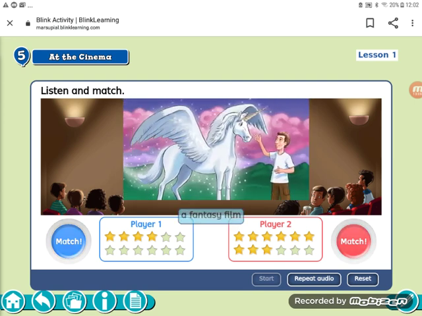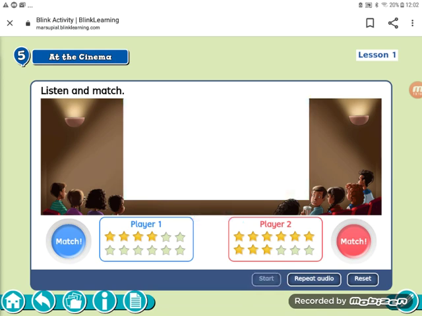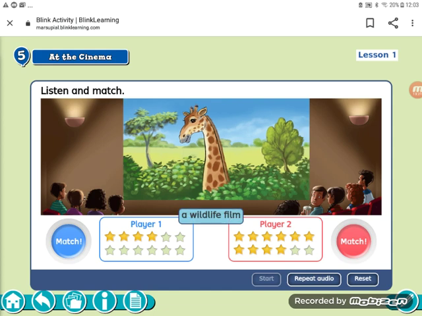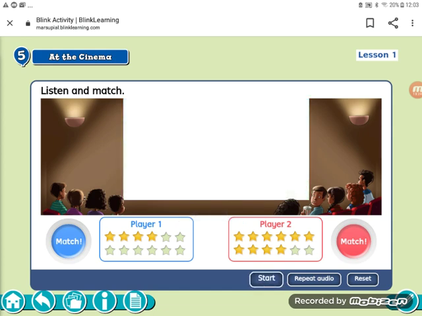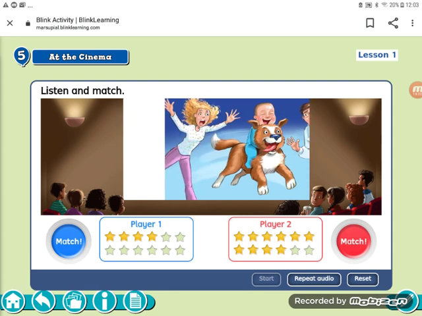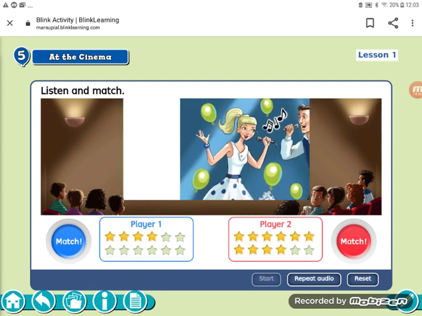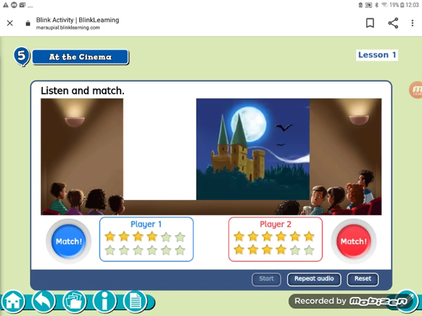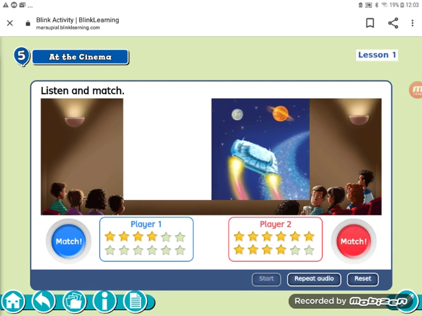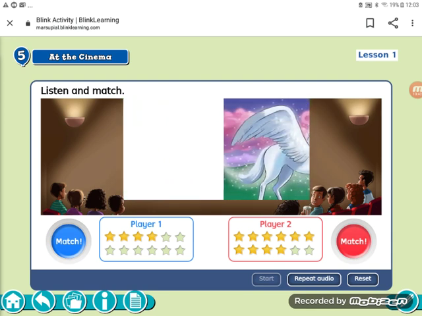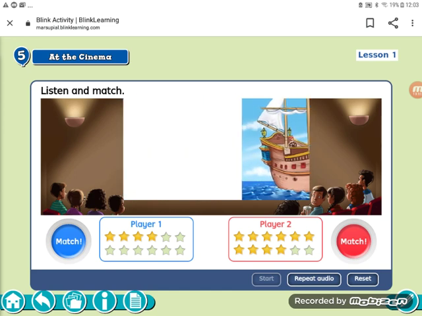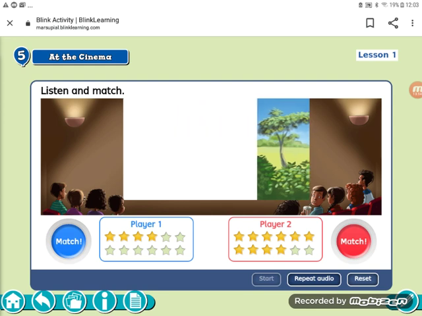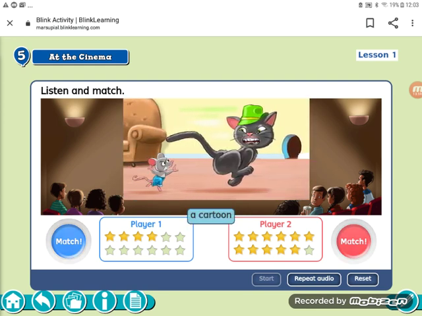Fantasy film? Yes? Okay. It's a fantasy film. Okay. A wildlife film. Yes? Okay. A wildlife film. A cartoon. It's a comedy, yes, you remember that. It's a musical. It's a scary film. It's a fantasy film. It's fantasy film and adventure film. A cartoon. Where is the cartoon? You said yes. Okay. We got it.